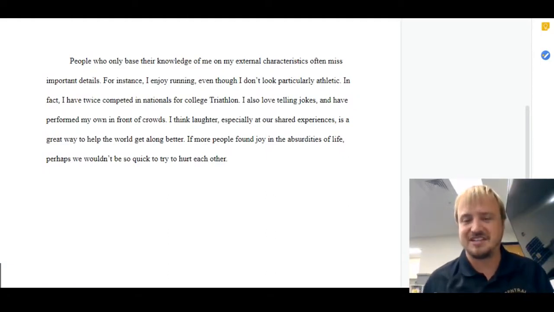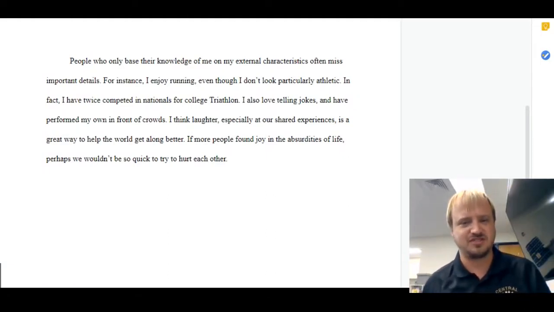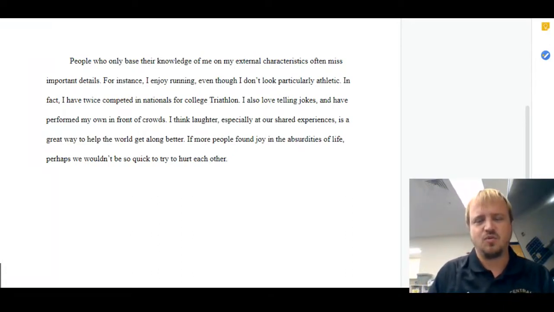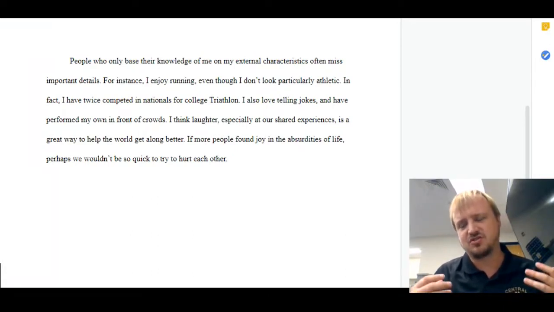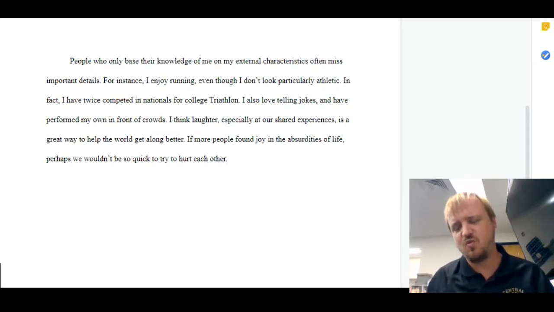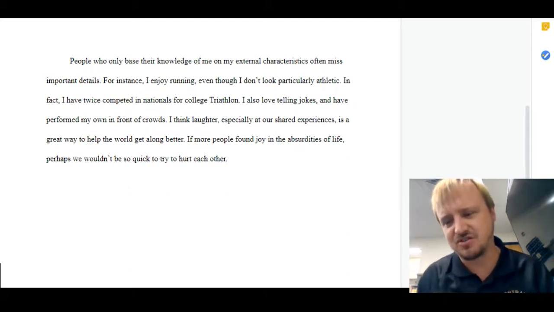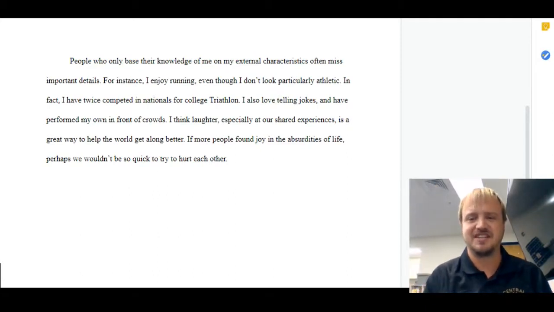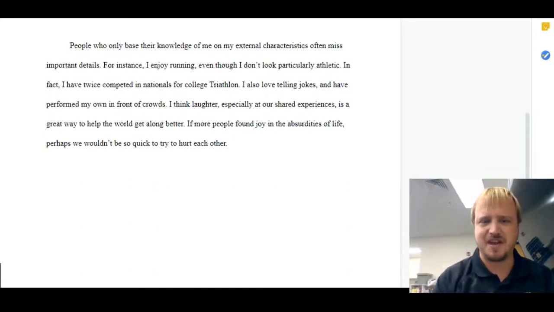Generally, the things that people can't tell about us right away make for more interesting stories and give us a lot more to talk about. So I could talk about how I enjoy running, even though I don't look particularly athletic. I could talk about how I like telling jokes, as I mentioned in my poster. That's a big part of who I am. So whatever you want to talk about that describes who you are as a person, what people might miss about you when they first meet you, or if they just judge you based on your physical appearance, that's what we want to talk about here in our papers.